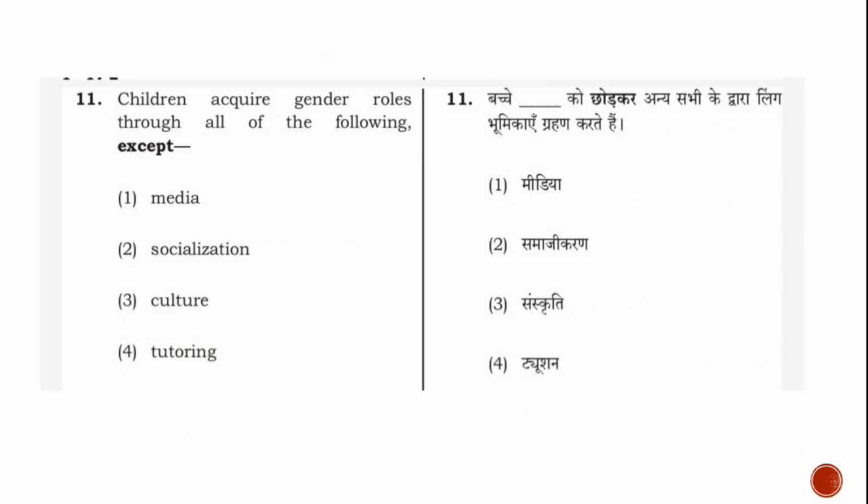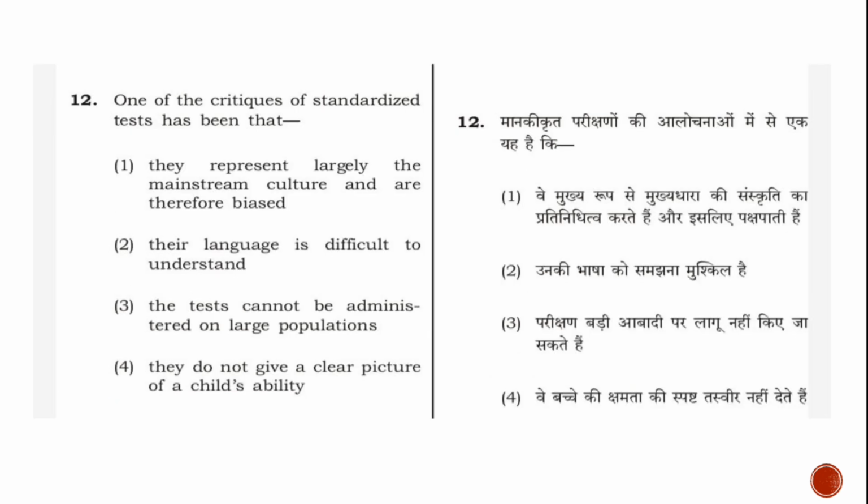Children acquire gender roles through all of the following except tutoring. One of the critics of standardized tests has been that. Answer. They represent largely the mainstream culture and are therefore biased.